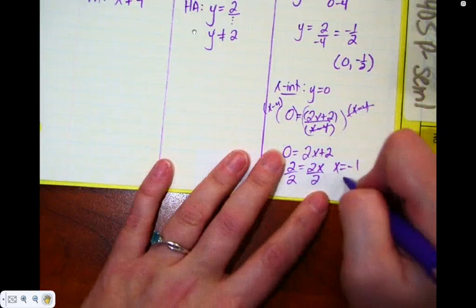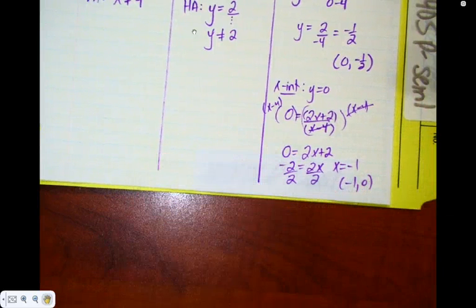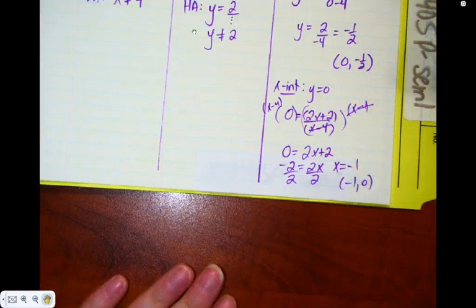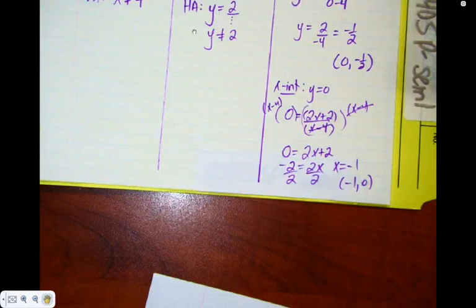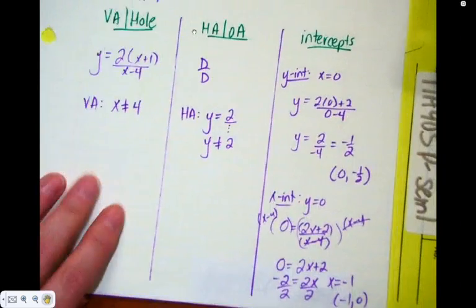And again, I like to write that as a coordinate point to get really clear in my head that that's a point we're going to plot. It's not an asymptote. It's not anything else. It's a point on the graph. How are we feeling so far? Again, lots of theory, I know. Okay, let's go on to the next one.